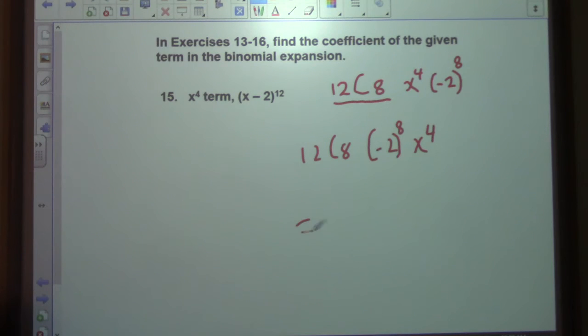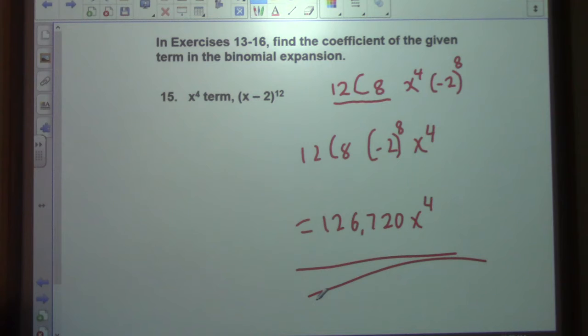So our answer is 126,720 x to the 4th power. So that's our answer for this one. So wherever we have numbers, we can just multiply those together, right? Okay.